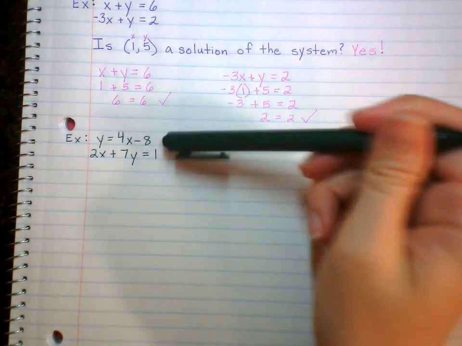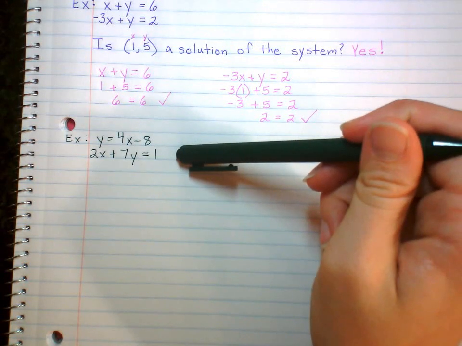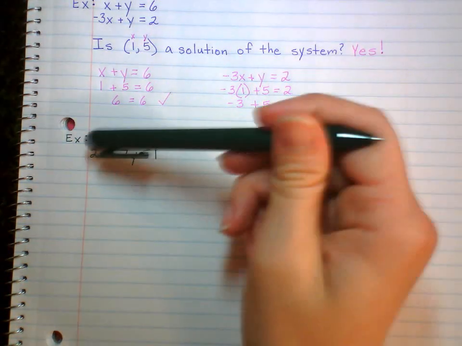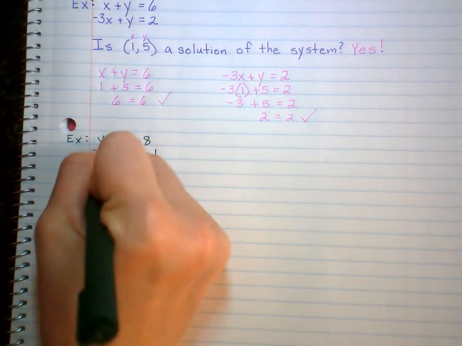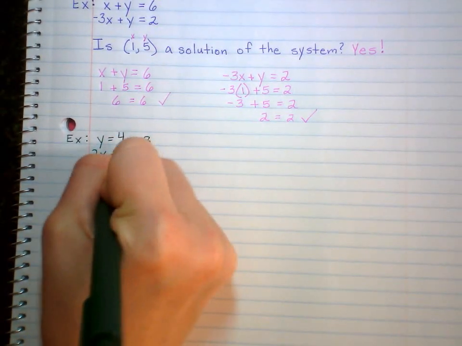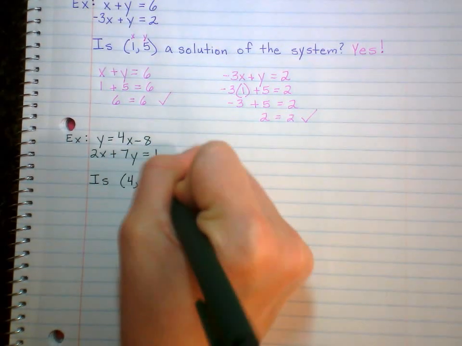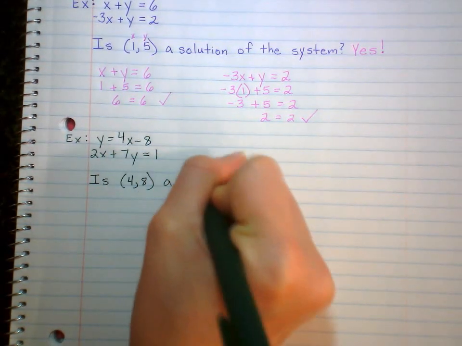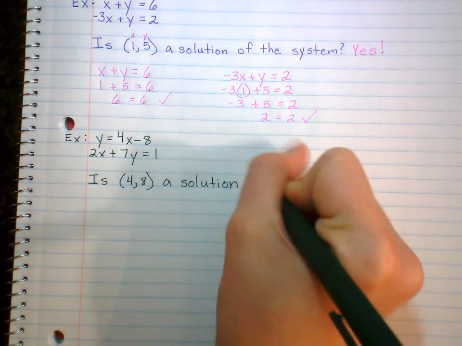So this is our systems of equations. Basically, we have two equations with the same variables. They share variables x and y. And the question states, is (4, 8) a solution of the system?